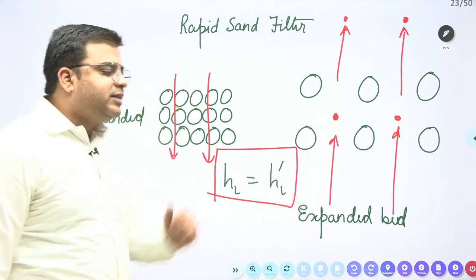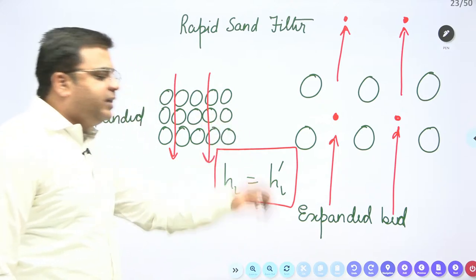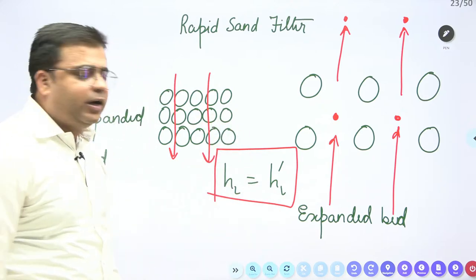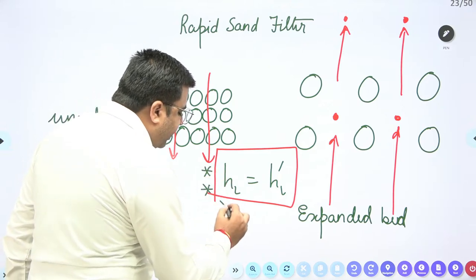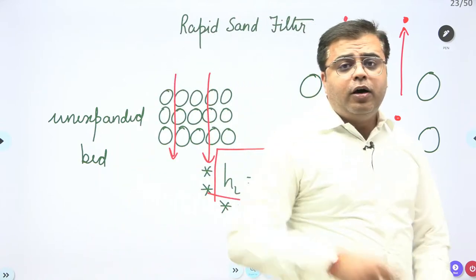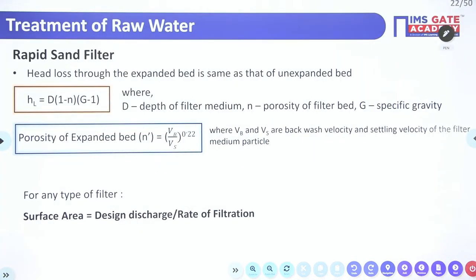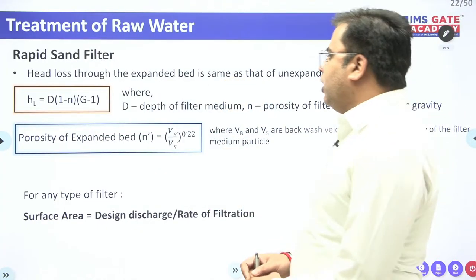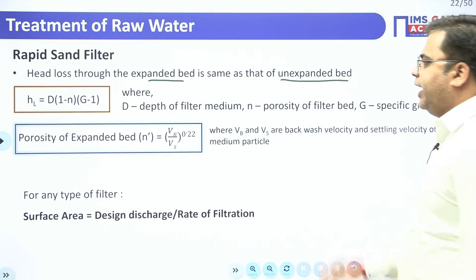So here I can say that the head loss of the unexpanded bed is always equal to the head loss of the expanded bed. Please mark it as one of the most important expressions. Many easy questions of 2 marks can be framed using this expression, right? Now coming back to my topic. So head loss through the expanded bed is always equal to the head loss through the unexpanded bed.